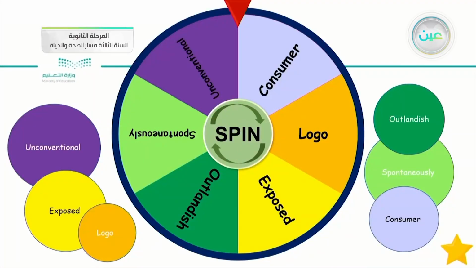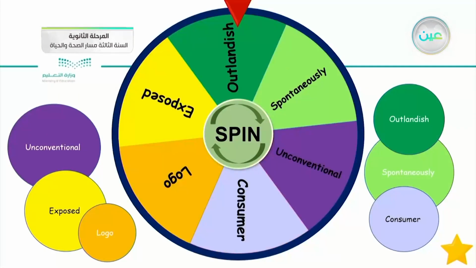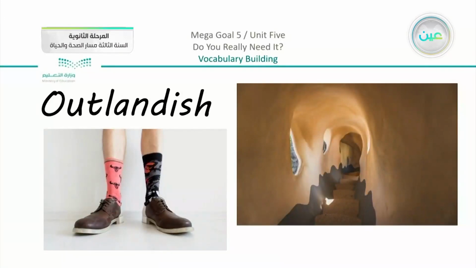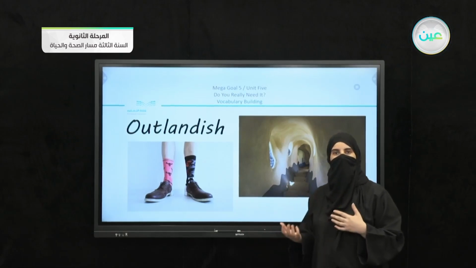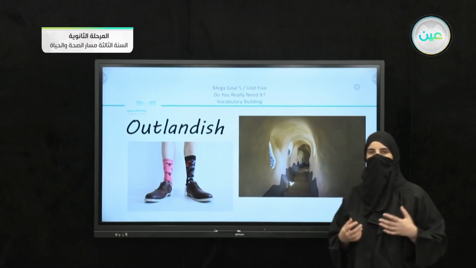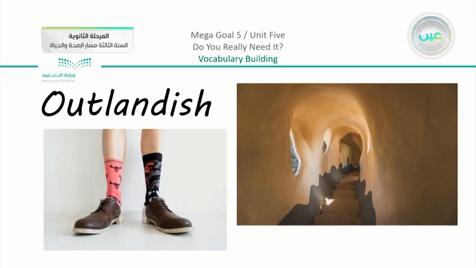Now you can see that we have something different, just to change and play a game together. Starting with the game, we're going to start with the first word, which is outlandish. You can see from the picture, if you saw someone in the streets wearing these strange shoes and the different socks, this person looks quite outlandish. Also, if I tell you that this is the entrance of my house, this is an outlandish entrance.